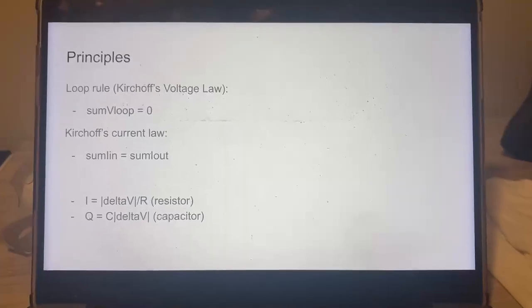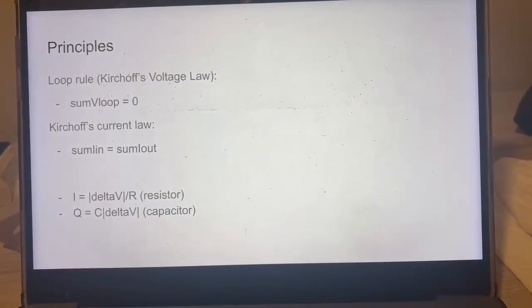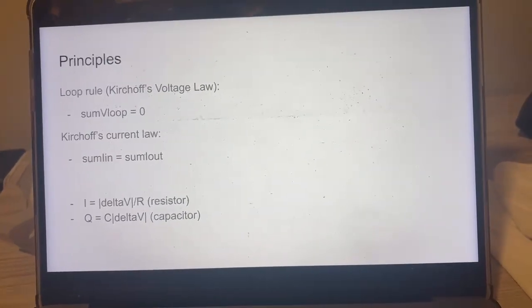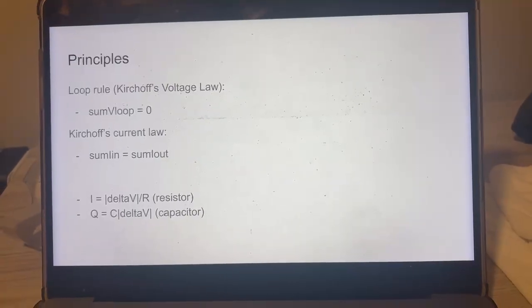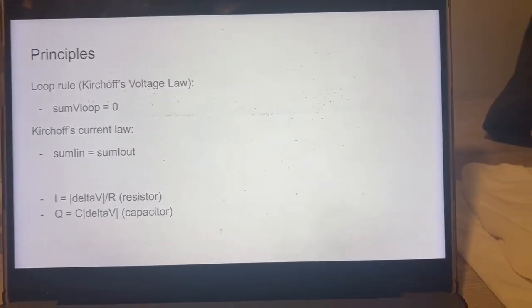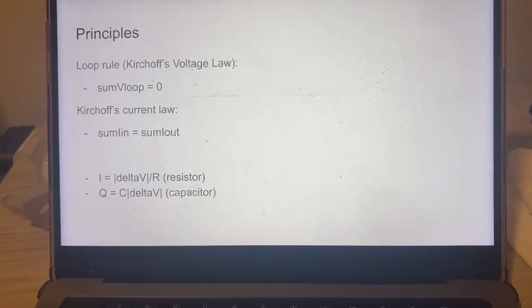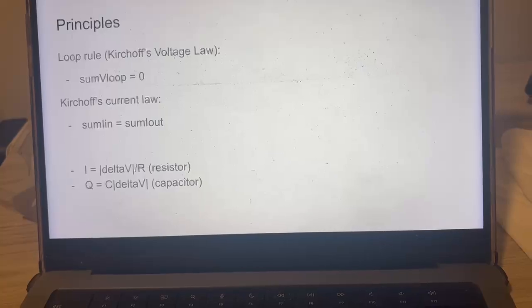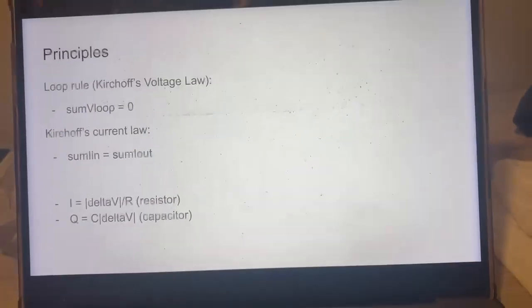So Kirchhoff's voltage law is that the sum of the voltage loop is 0, and Kirchhoff's current law is that the sum of I in is the same as the sum of I out. And then, of course, I is equal to the magnitude of the change in voltage over R, that's for the resistor, and Q equals C times the magnitude of the change in voltage, that's for the capacitor.